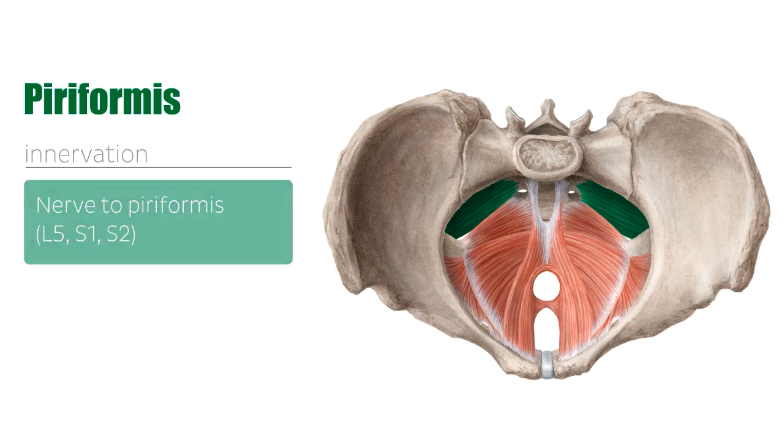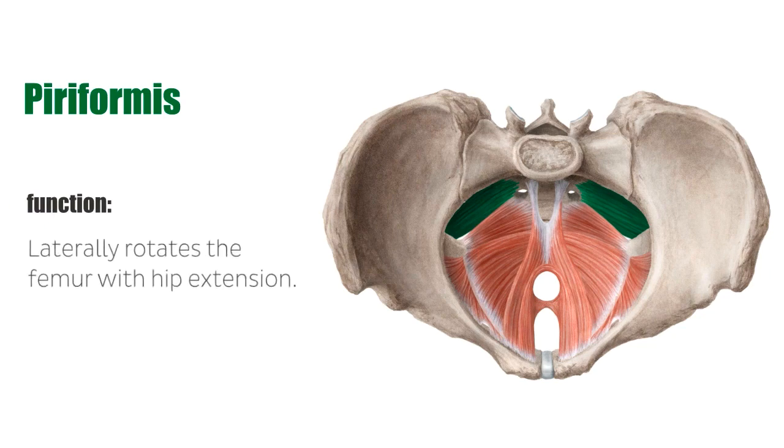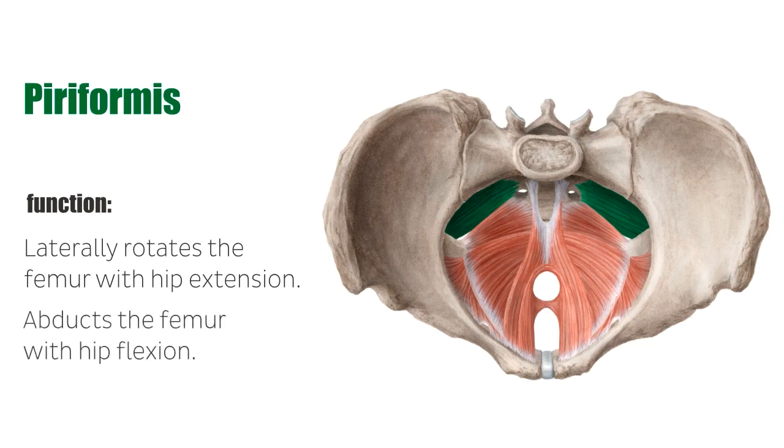Now, before we finish this tutorial, a quick word on the different functions associated to the piriformis. This muscle will be responsible for laterally rotating the femur with hip extension and also abducts the femur with hip flexion.